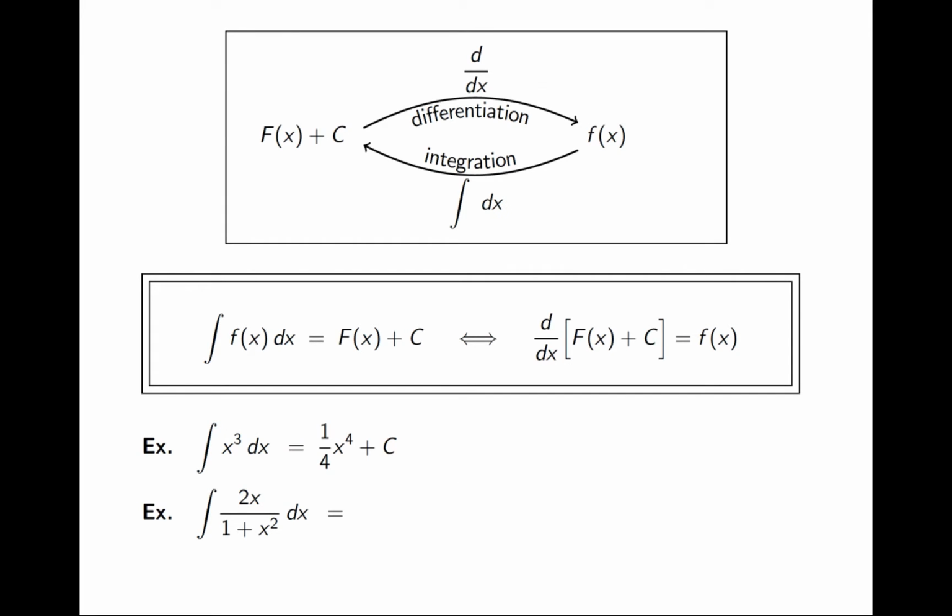Well, a moment's reflection will tell you that ln of 1 plus x squared has the property that its derivative is 2x over 1 plus x squared. And then we add a c. So we've just figured out that the integral of 2x over 1 plus x squared dx equals ln of 1 plus x squared plus c.